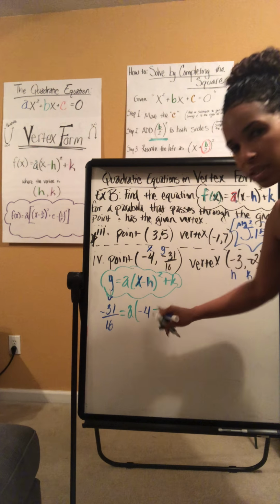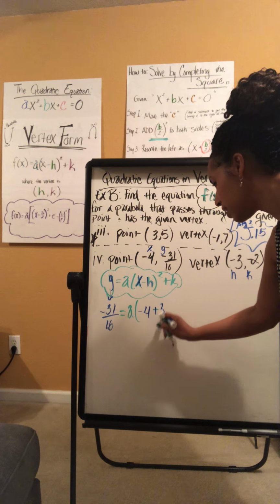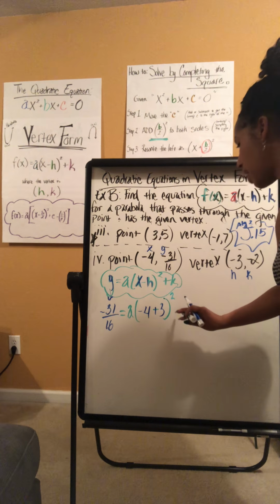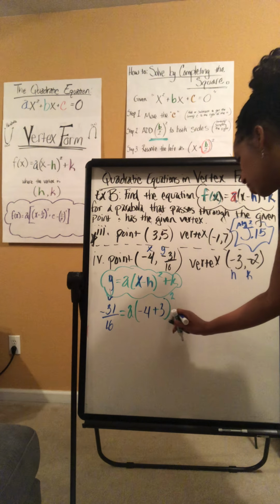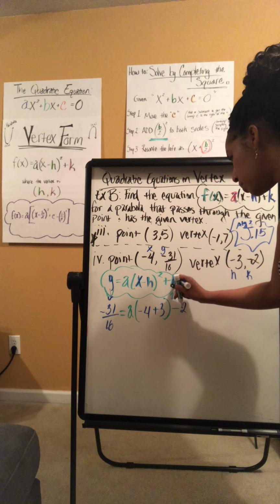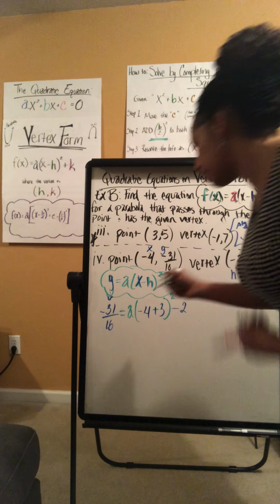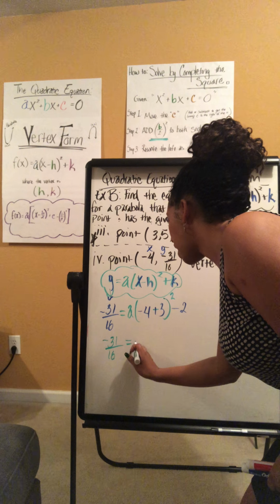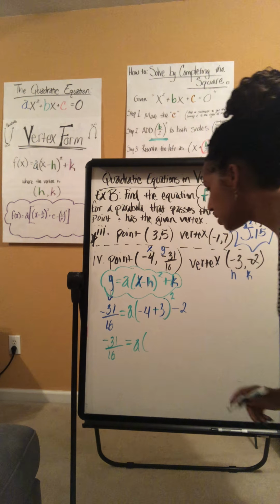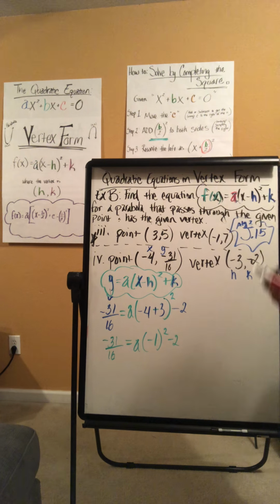What happens when we subtract a negative? It turns into a positive, right? Okay, then plus k, and k is a negative 2, so plus a negative 2 is just going to be a minus 2. All right? So let's try to simplify this. Nothing I can do with that negative 31 over 16. It is what it is. I have a negative 4 plus 3, that's just negative 1 squared and minus 2.